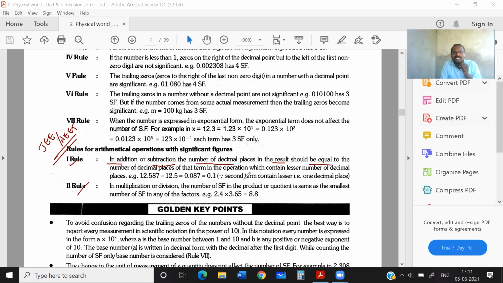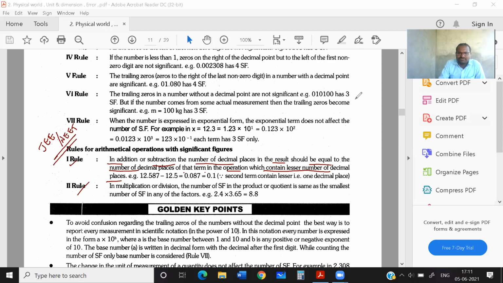That should be equal to the number of decimal places of the term which contains less number of decimal places. You are having two numbers with some decimal places, and with the two numbers you are doing addition or subtraction, let us suppose. So the final result, how many decimal places should it have? The final number should have the decimal places equal to that of the number with less decimal places, that many decimal places.